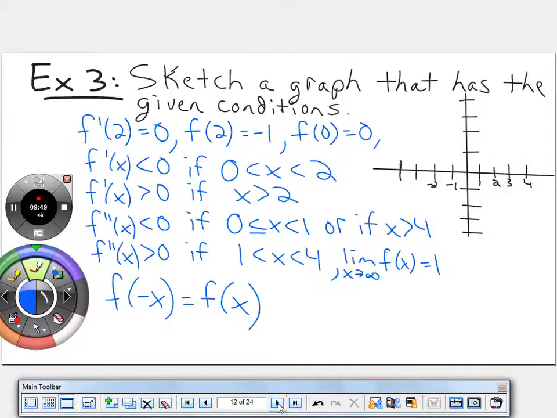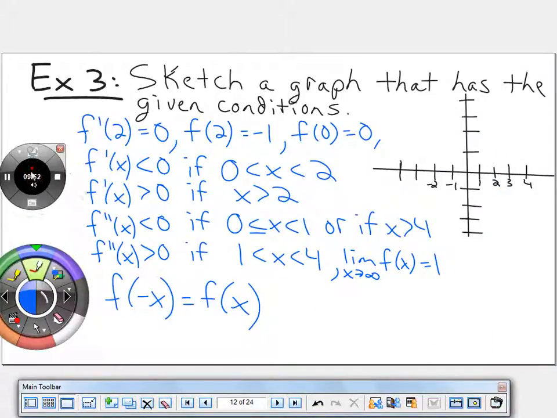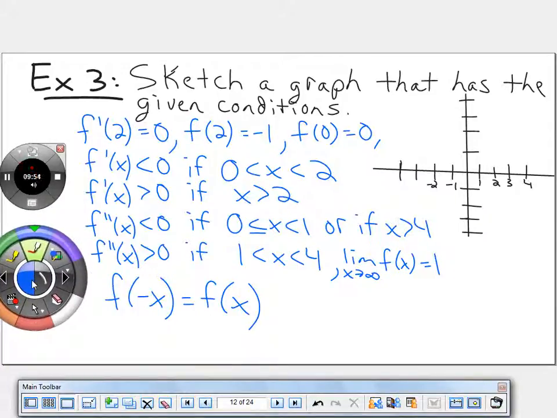Let's try to do this challenging problem. These are like puzzles, trying to figure out all the pieces. So let's just do a piece at a time. Sketch a graph that has all these given conditions. I won't necessarily take the time to let you write all these down. Of course, you can pause it for that, but I'm going to go right to it. What you do is start off with all the things that you know for sure, like the points. So 2, -1. Let's put dots there. 2, -1, 0, 0. So clearly we've got those dots.